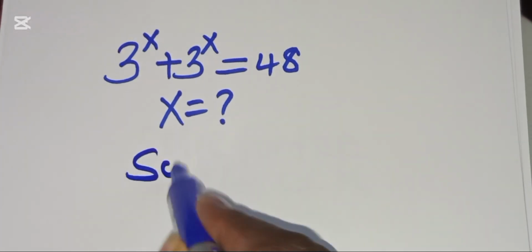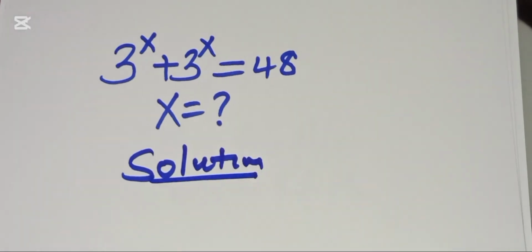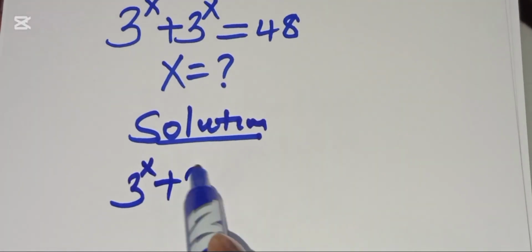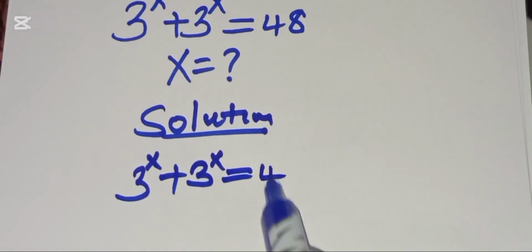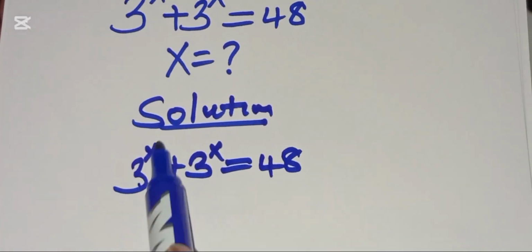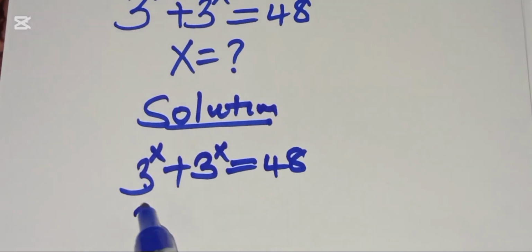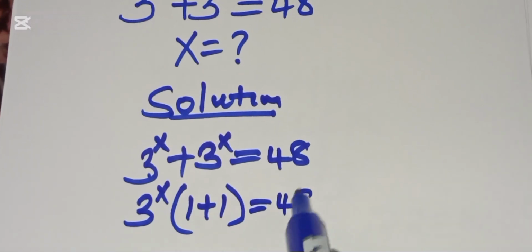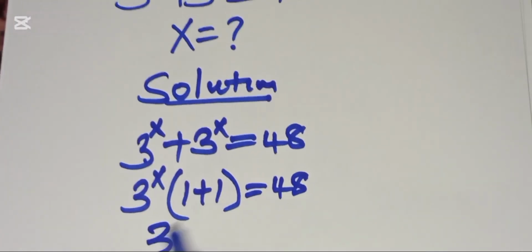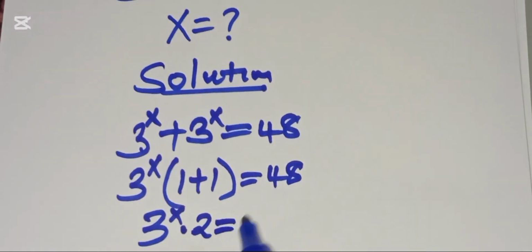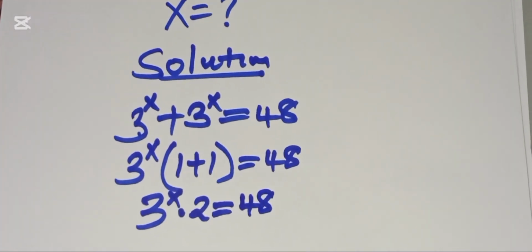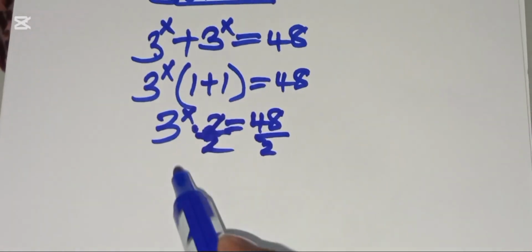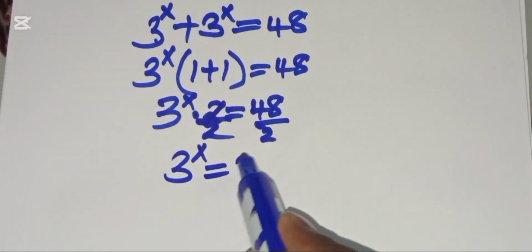So, solution: we have 3 raised to power x plus 3 raised to power x, which is equal to 48. You can see that 3 raised to power x is common, so we factor out 3 raised to power x so that we're going to have 1 plus 1, which is 2. So you have 3 raised to power x multiplied by 2, equal to 48. We divide both sides by 2, so that we have 3 raised to power x equal to 24.